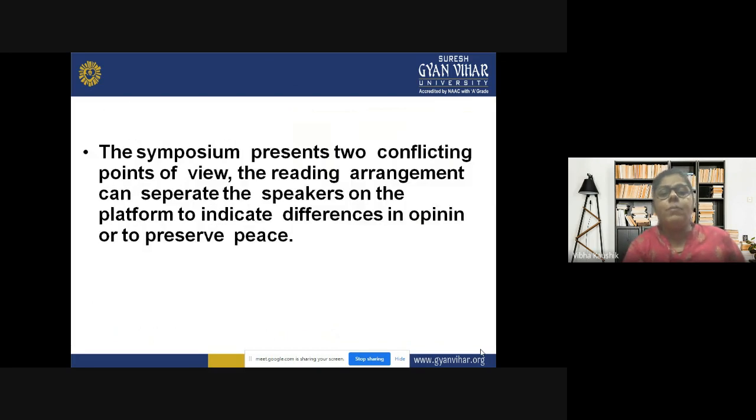The symposium presents two conflicting points of view, means different viewpoints will be presented in the symposium by the experts. The seating arrangements can separate the speakers on the platform to indicate differences in opinion.